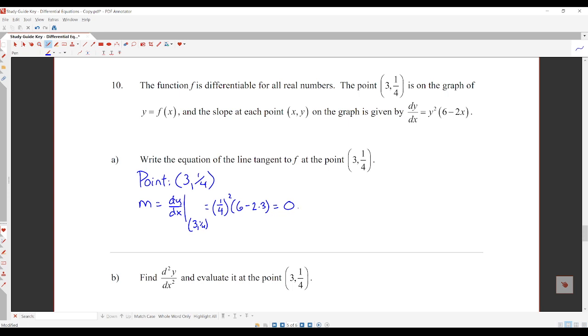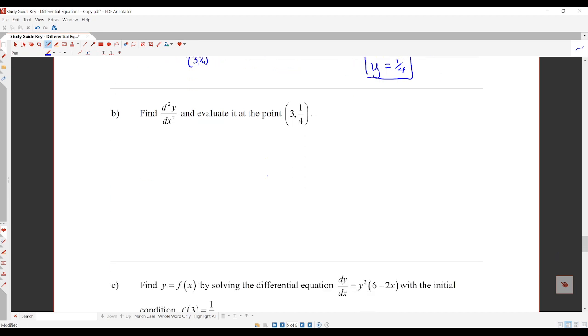Now we can jump right in at this point. We know it's horizontal. Therefore, I know the equation is just going to be y equals whatever the y coordinate is. If that isn't where you're at, then just jump right into y minus y1 equals the slope times (x minus x1). y minus 1/4 equals 0 times anything, which is 0. Add the 1/4 and we're still going to get y equals 1/4. Remember that dy/dx, we're going to come back to it, is 0 at the point (3, 1/4).